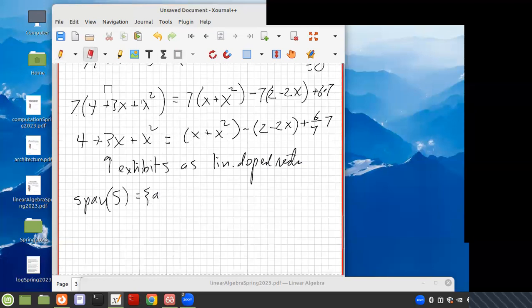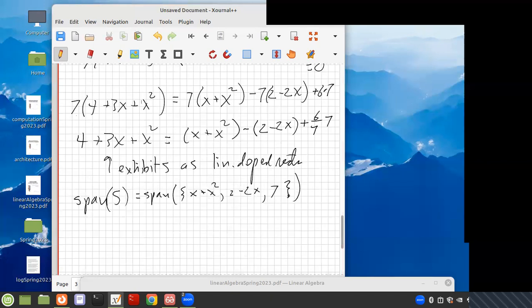the span of the set x plus x squared, 2 minus 2x, and 7. Okay, so that's using a theorem to do it.